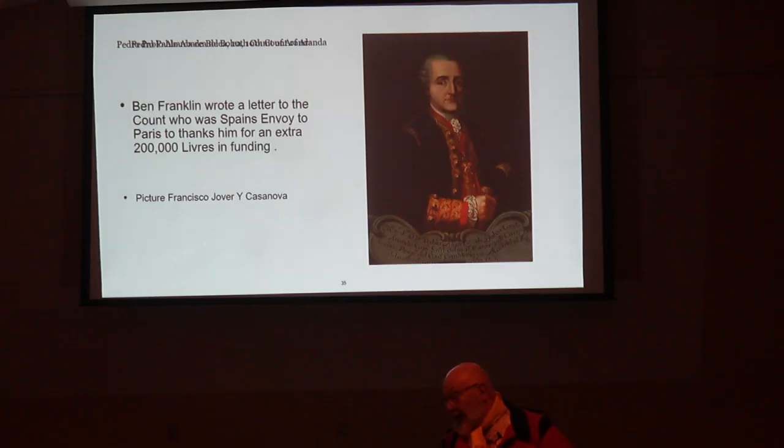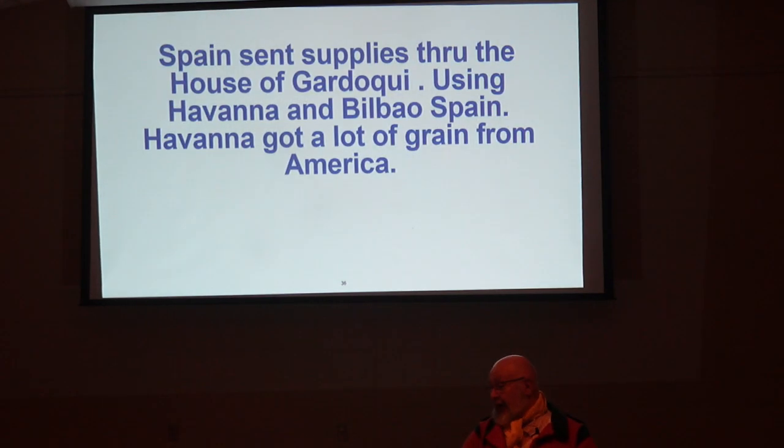Okay, so Ben Franklin wrote a letter to the Spanish envoy in Paris, and thanked him for the 200,000. So there was another 200,000 that came in, and that is the guy he was talking with, whose last name is Casanova. And as far as I can see, he might have been related to the famous person in literature, Casanova. Okay, Spain sent supplies through the house, and I'm not going to try to massacre that, using Havana and Bilbao.